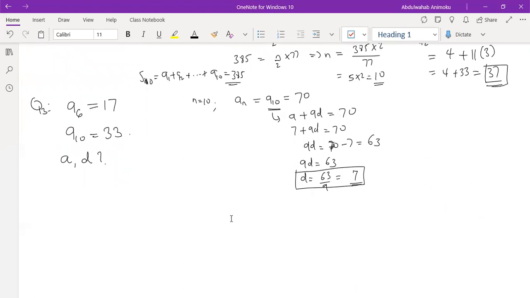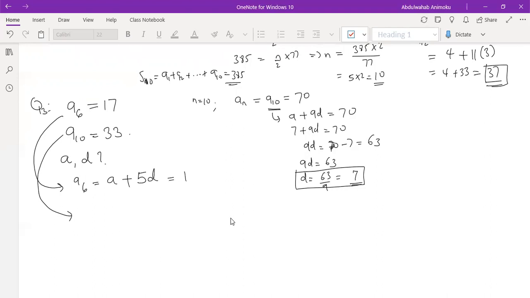When you see a problem like this, this is screaming simultaneous equations. You would have to find two different equations in terms of A and D, and then you solve those two equations simultaneously. Now, where will these two equations come from? It will come from these knowns, right? Now, A6, you just simply need to write the formula for A6. Because it's arithmetic sequence, that will be A plus 6 minus 1, which is 5D, and that is 17.